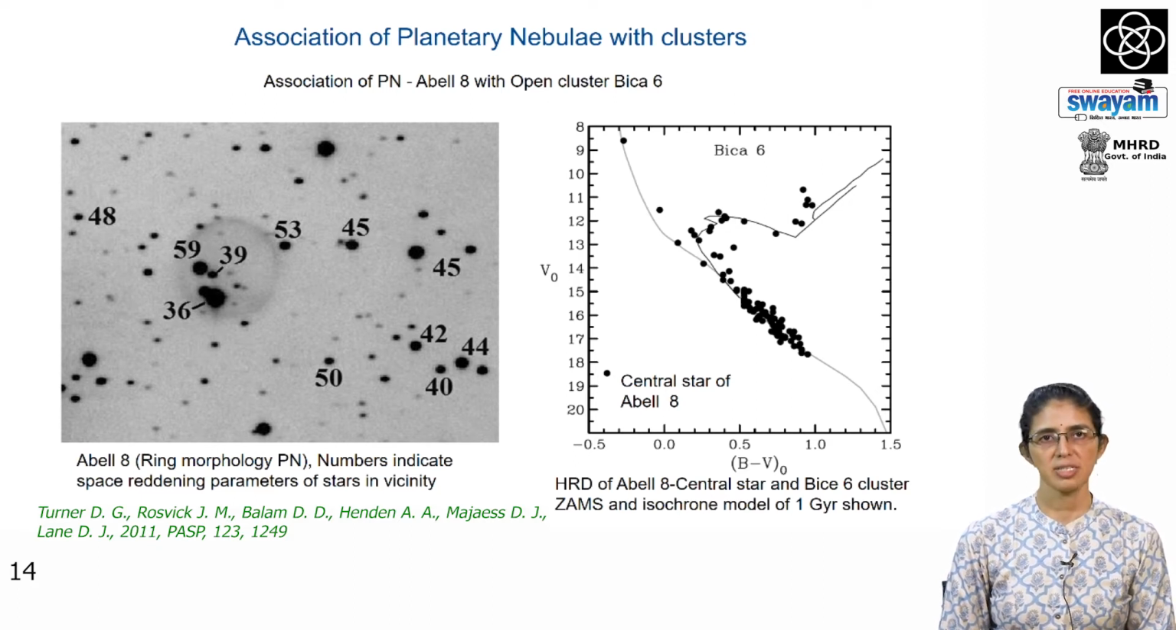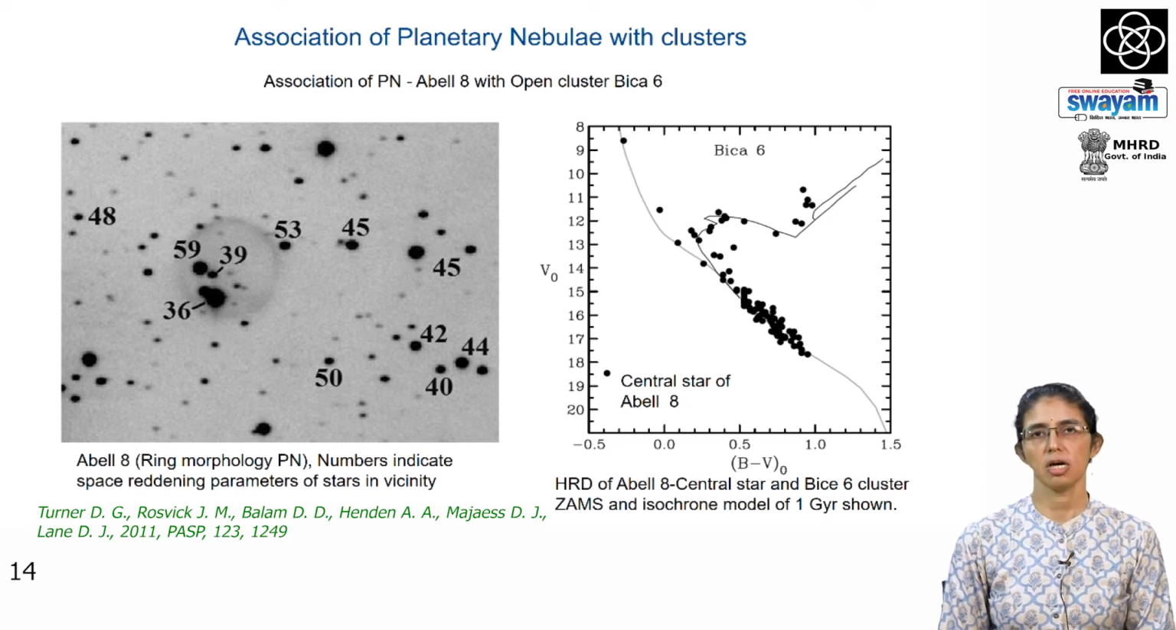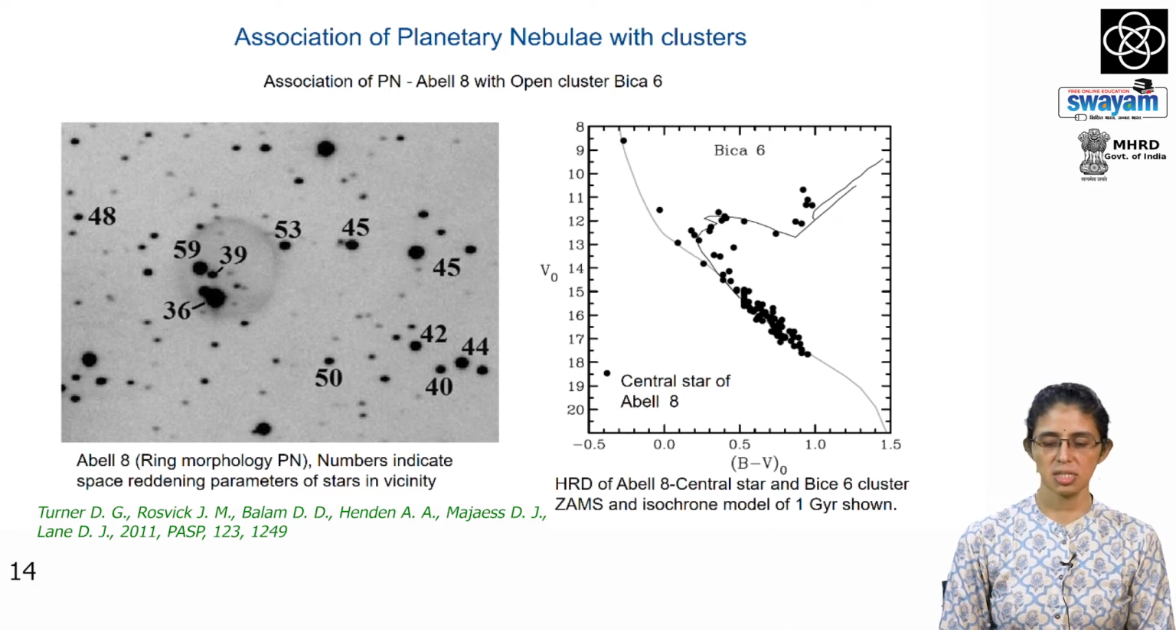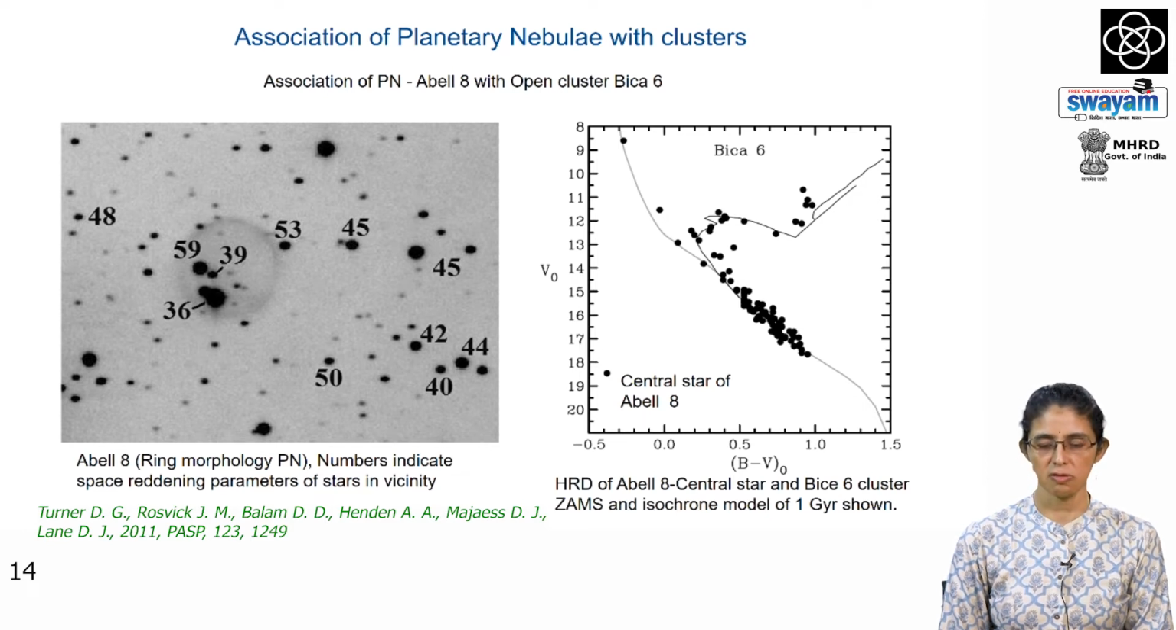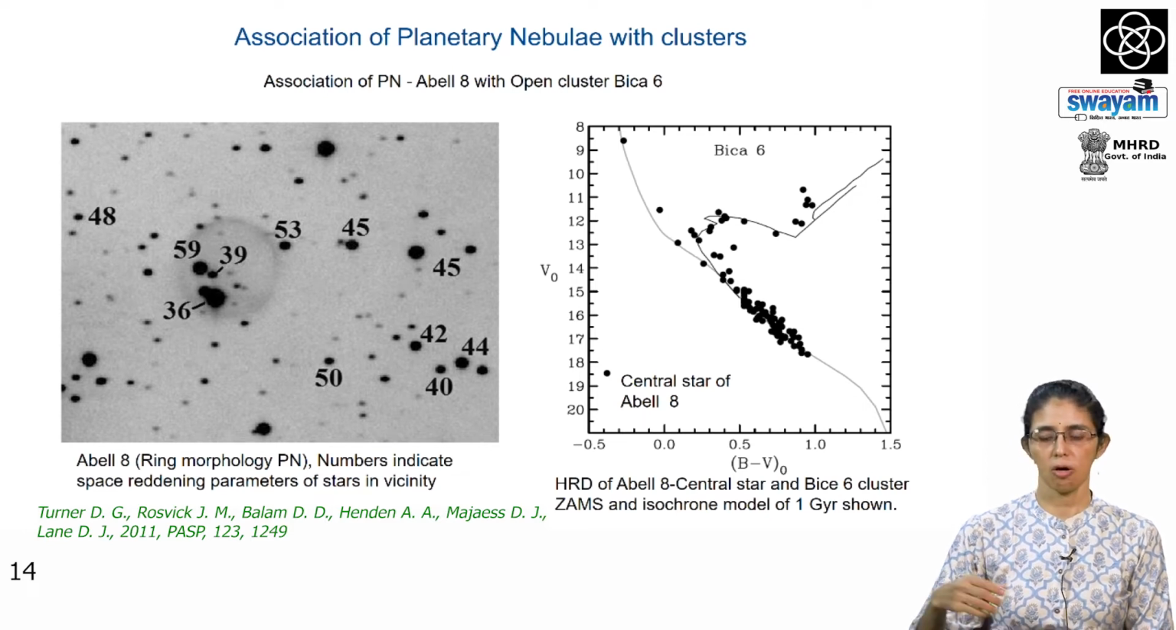The planetary nebula is seen as a ring-like structure in the left side image, and on the right side image we can see an HR diagram where one can see the main sequence stars of the cluster as well as the stars which have evolved off the main sequence. The central star of Abell 8, as one can see, lies in the white dwarf region of this HR diagram.